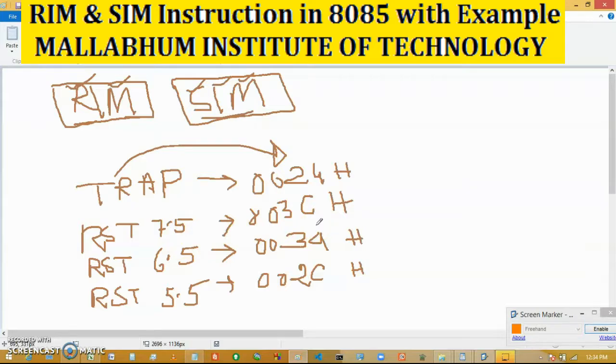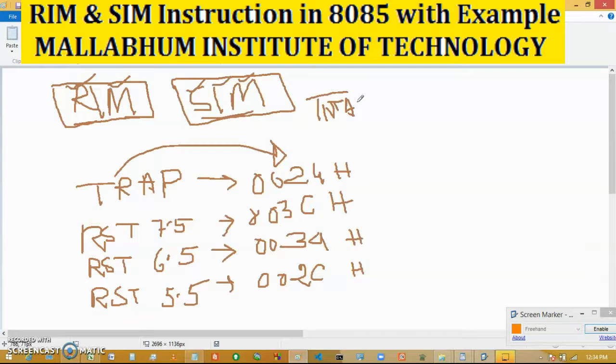Now they do not require the INTA bar signal to execute. These interrupts don't require the INTA bar, interrupt acknowledge signal, to the input port. Okay, so these are the different interrupts.